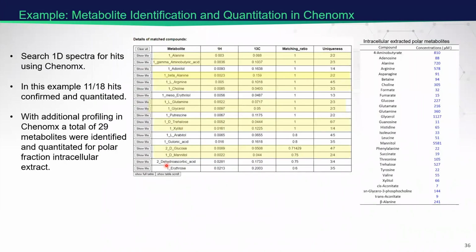In this particular sample, we were able to go back into the Chenomx program, and in our 1D spectrum, quantitate 11 of these 18 that were confirmed. And just with additional untargeted profiling, we're able to come up with 29 more metabolites. If I spent more time on it, I could probably make many more assignments too.